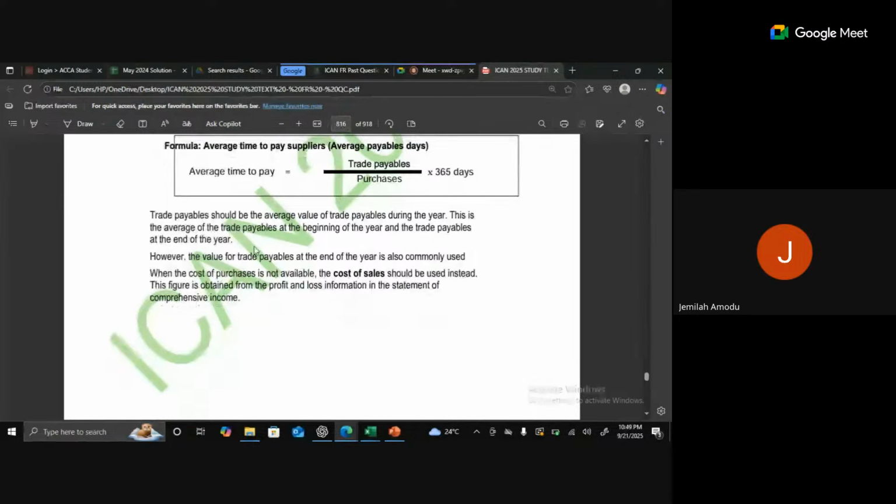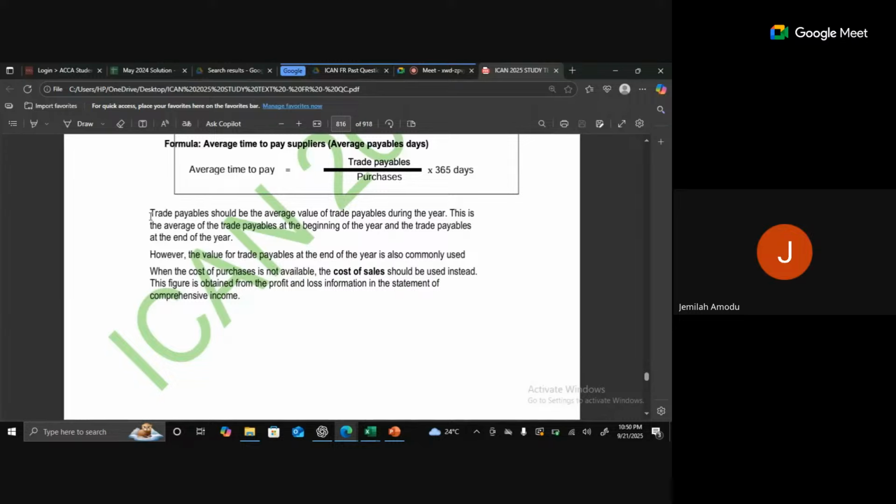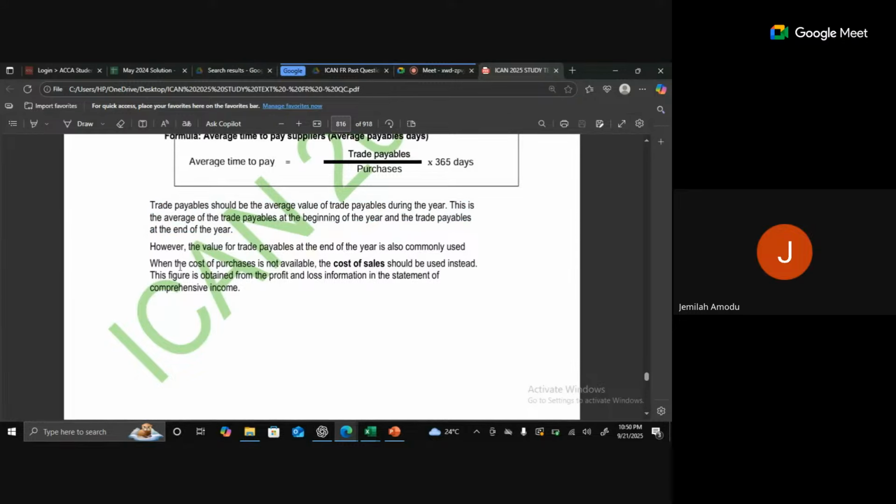And again, if you are given beginning and ending figures, you take the average of both. If not, just stick to the only one figure that you are being given.